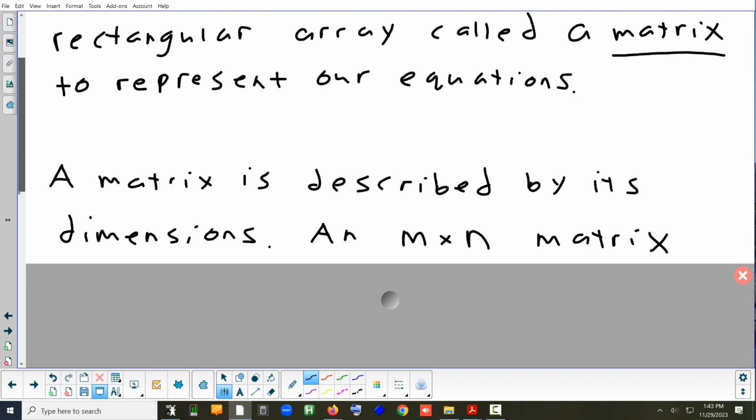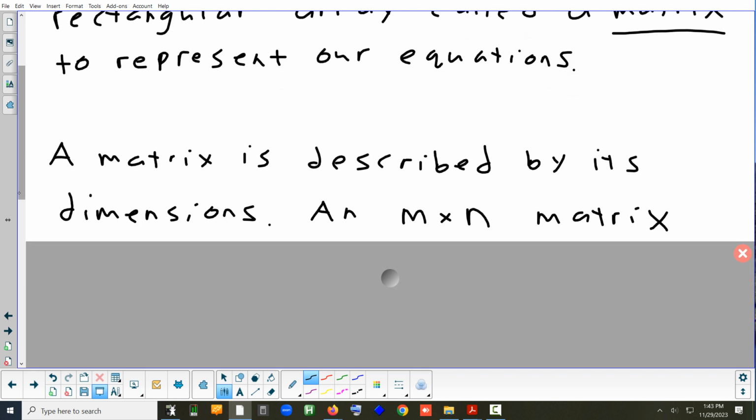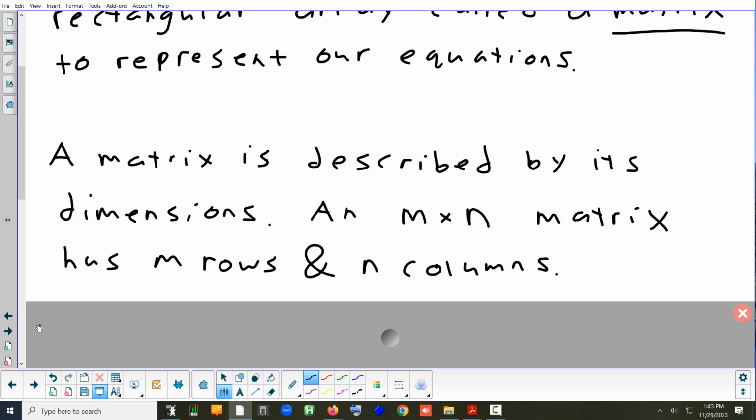So first of all, the way you describe a matrix is by the number of rows and columns it has. So if you're looking at a matrix that had 2 rows, 5 columns, you would say that that's a 2 by 5 matrix. That's the dimensions of it. That's 2 rows, 3 columns. So that would be a 2 by 3 matrix.